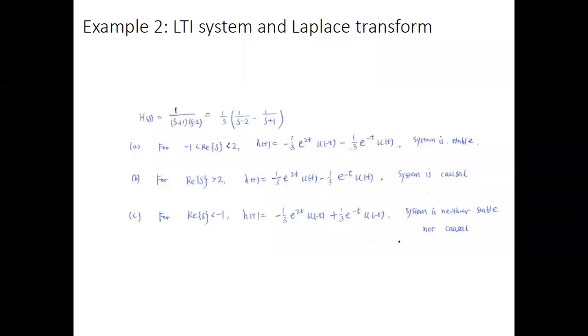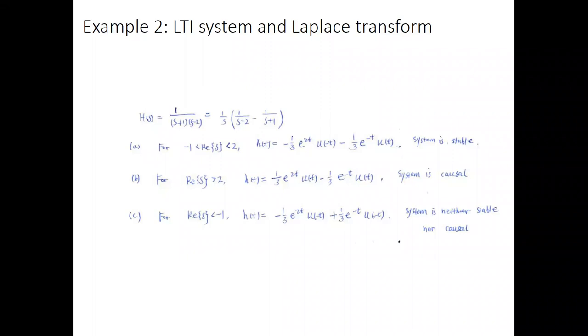Now let's discuss the small h of t according to different ROCs and the different properties of the LTI system. The H of s has two poles, minus 1 and 2. So our discussion is again centered around these two poles. For case A, we consider the case where the region of convergence is between the two poles. It is the stripe between the two poles from minus 1 to 2.